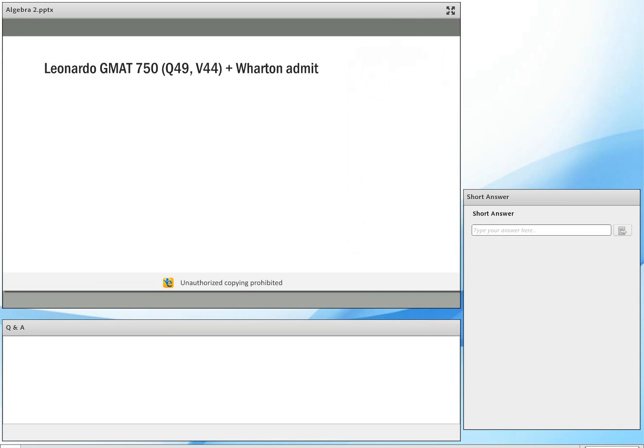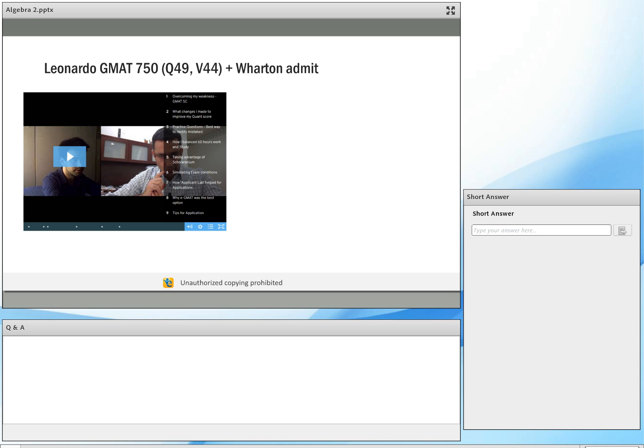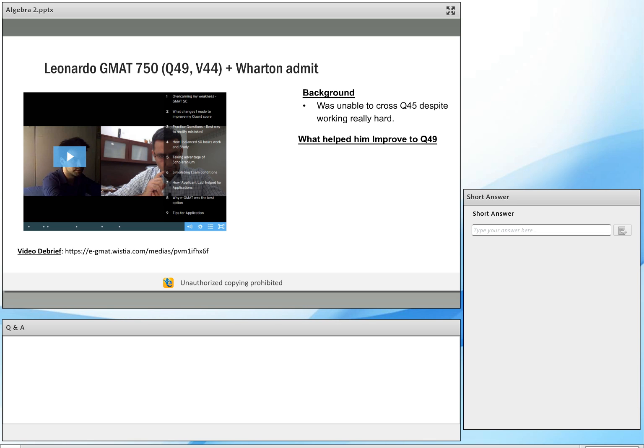Leonardo had not been very comfortable with quant, right? And he was stuck at Q45, despite trying really hard. He needed a high quant score because he wanted to apply to finance-based schools, such as NYU and Wharton, as well as schools such as Stepper. To improve beyond Q45, he adopted a methodical approach. And you will see this common theme. It's the methodical approach. It's the method that is so very important.